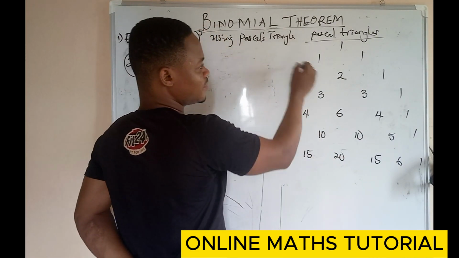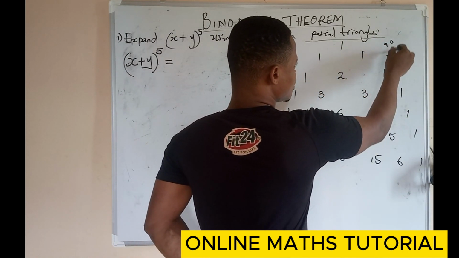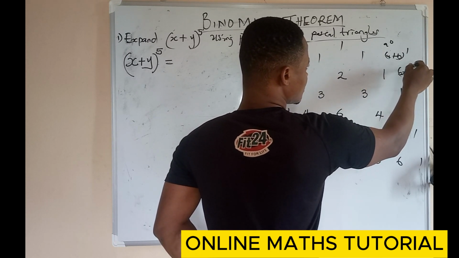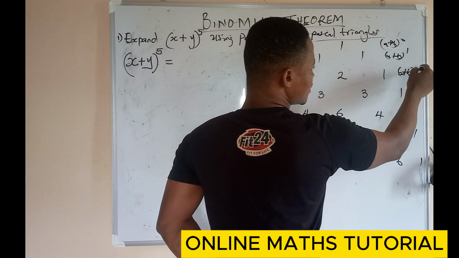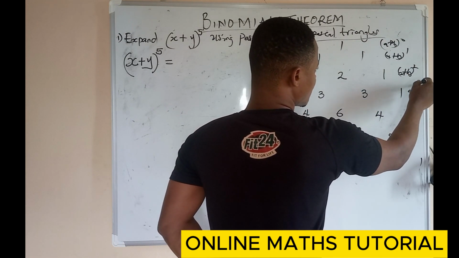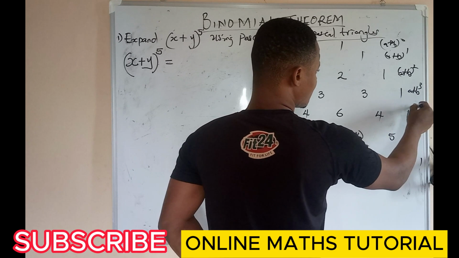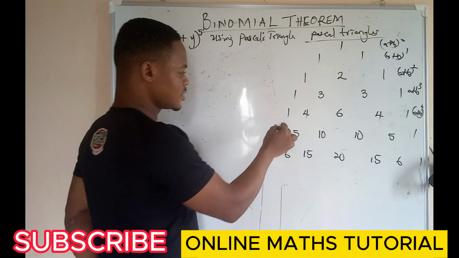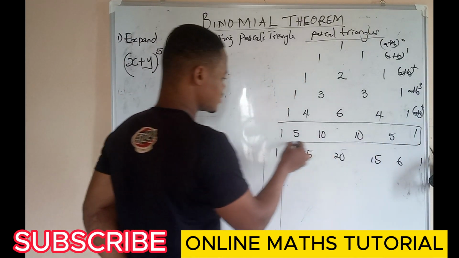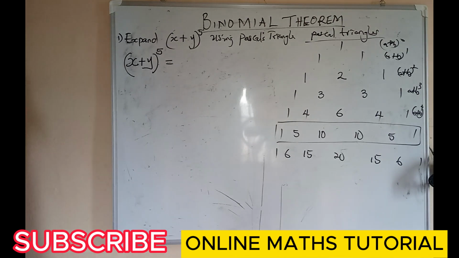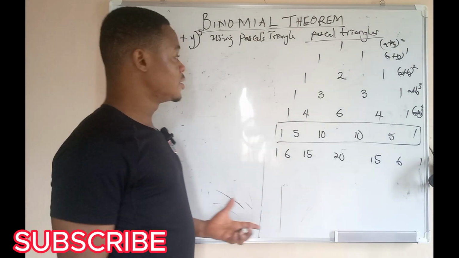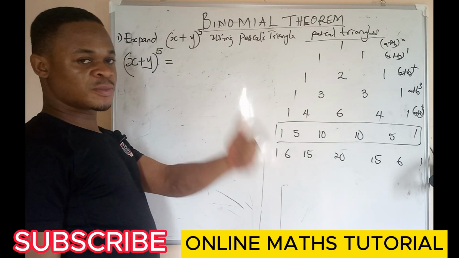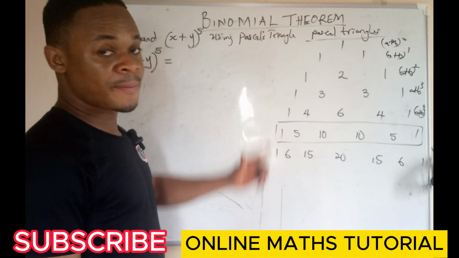This is for a plus b raised to the power 0, a plus b raised to the power 1, a plus b raised to the power 2, a plus b raised to the power 3, a plus b raised to the power 4. This is 5 and this is 6. So this is what we are going to consider in this problem. To do this quickly without going through the rigorous process of multiplying and multiplying, this is how you're going to do it using Pascal's triangle.